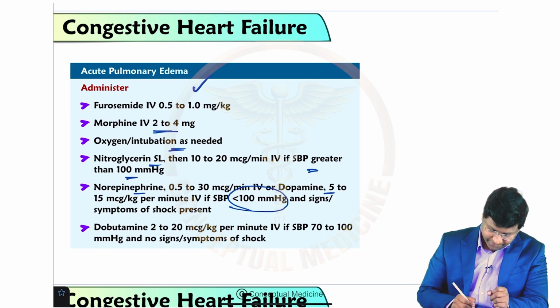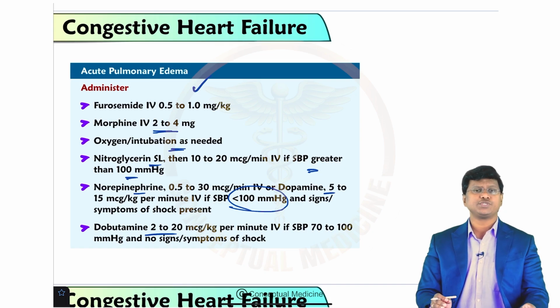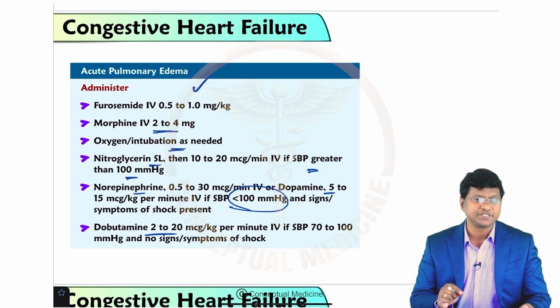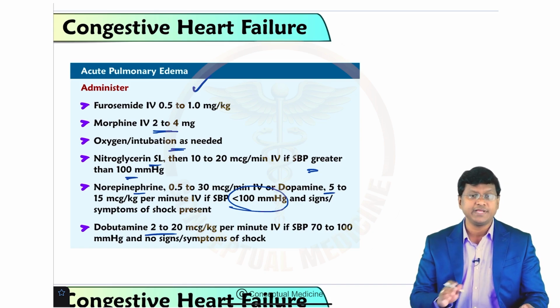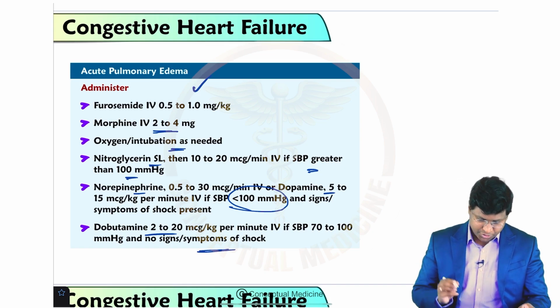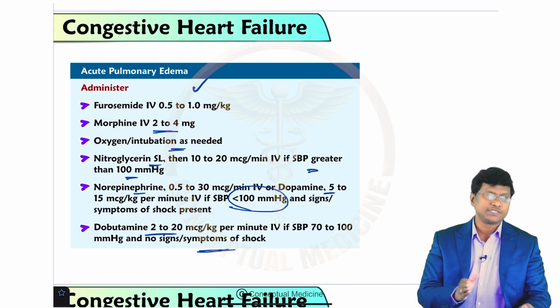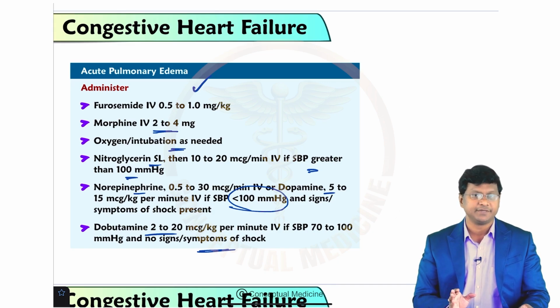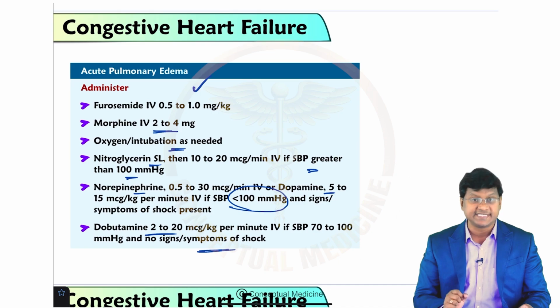And then dobutamine. Dobutamine dosage is 2 to 20 micrograms per kg per minute intravenously if the systolic blood pressure is 70 to 100 millimeters of mercury and there are no signs of shock. So these are the dosages of the drugs we use in the treatment of acute pulmonary edema. Now I was discussing one of the vasodilators, that is nesiritide.